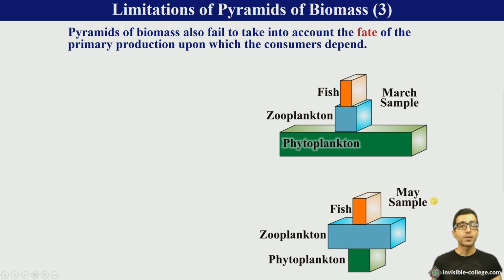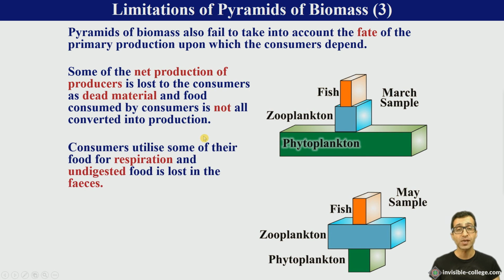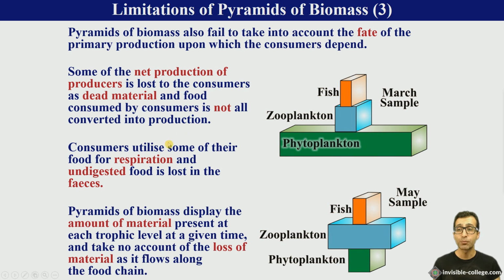So the other thing is that pyramids of biomass also fail to take into account the fate of the primary production upon which the consumers depend. So some of the net production of producers is lost to the consumers as dead material, and food consumed by the consumers is not all converted into production. So consumers utilize some of their food for respiration, and also some undigested food is lost in the feces and therefore is not available to the next trophic level. So pyramids of biomass display the amount of material present at a trophic level at a given time, and these do not take into account the loss of material as it flows along the food chain.